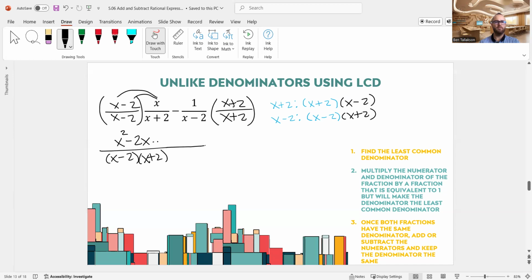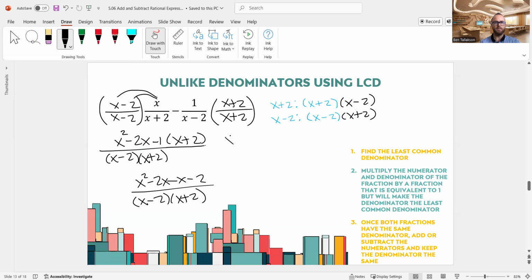Now, I'm going to put my numerator all together, but I'm going to write it like this. I'm going to do -1 times x plus 2. That way I'm doing it like this so I don't forget this minus sign. -1 times x plus 2. Okay? Don't forget your signs. So what do we have? x squared minus 2x minus x minus 2. Now we're getting close.